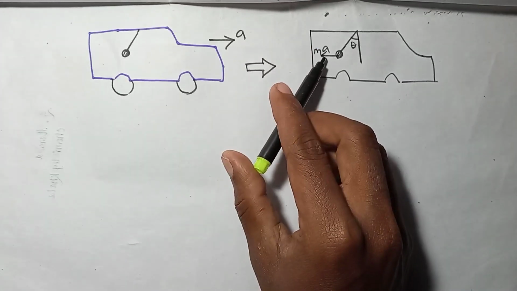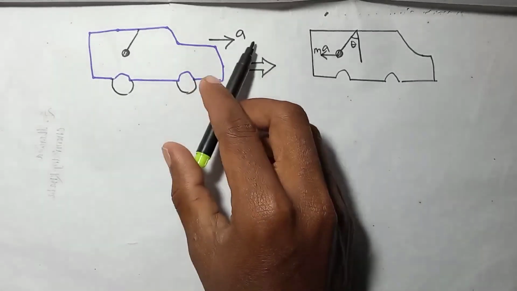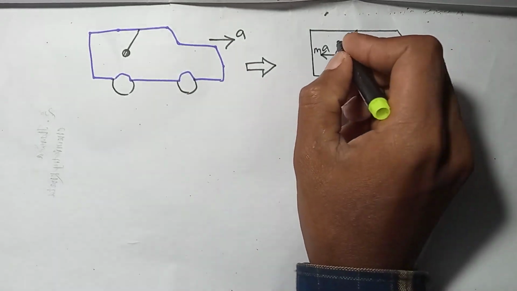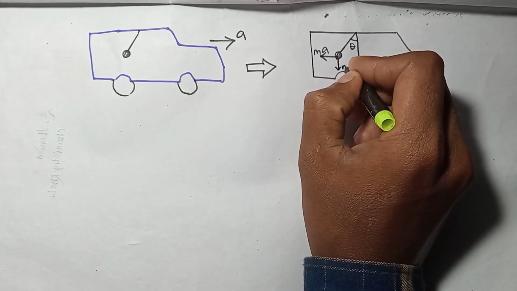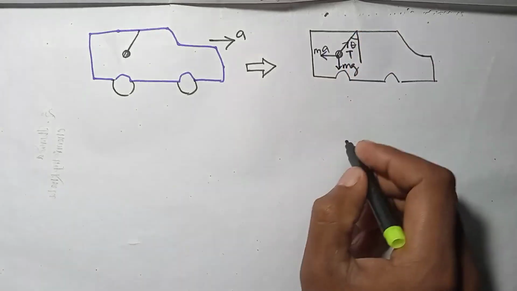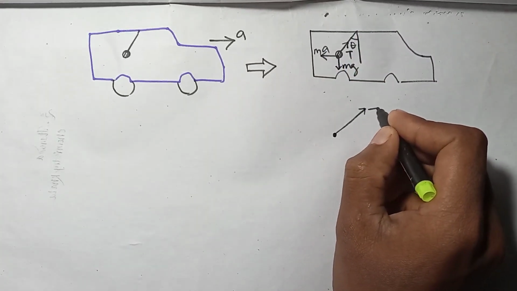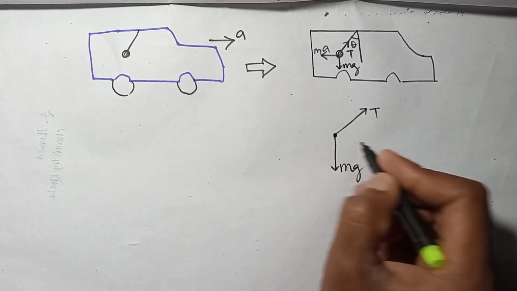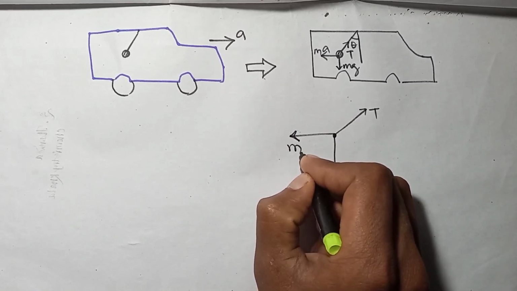This is the pseudo force in the direction opposite to the direction of acceleration. Now mg will be downward and the tension will act in the upward direction. So the free body diagram will be something like this. This will be tension, this will be mg in the vertically downward direction, and let's say this is ma.